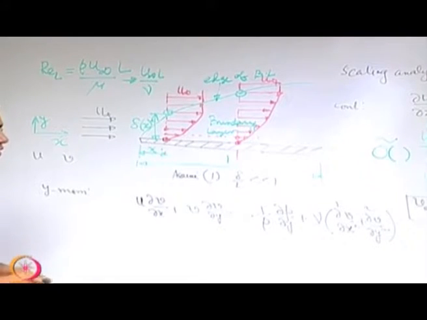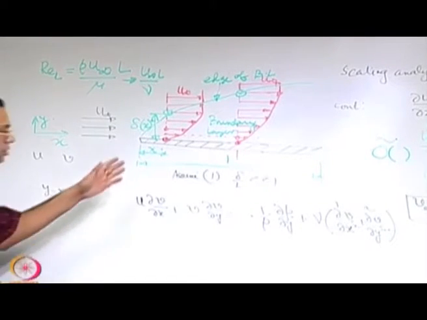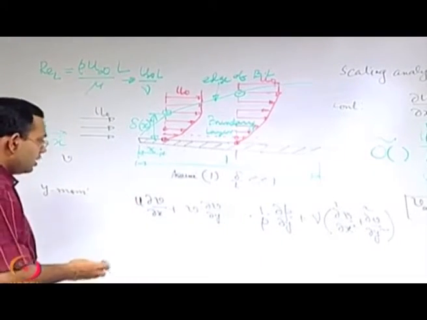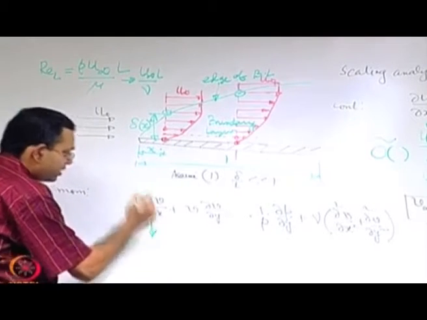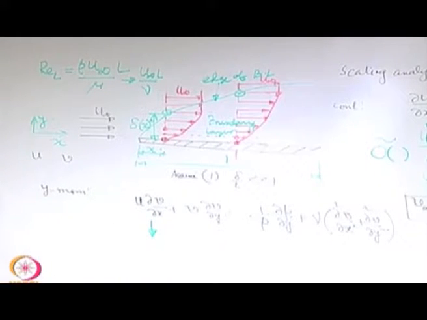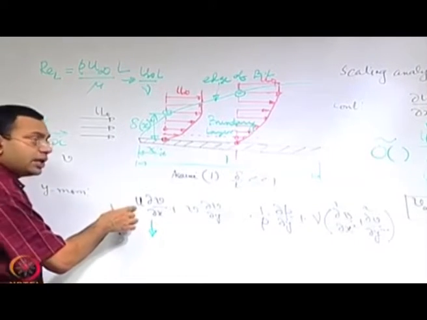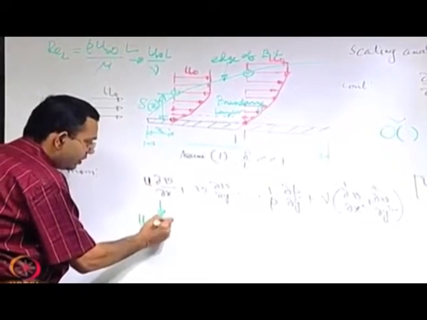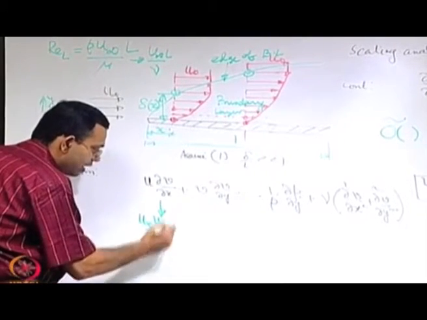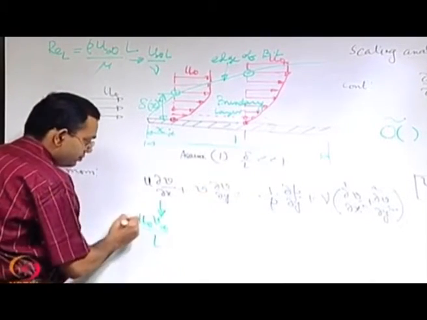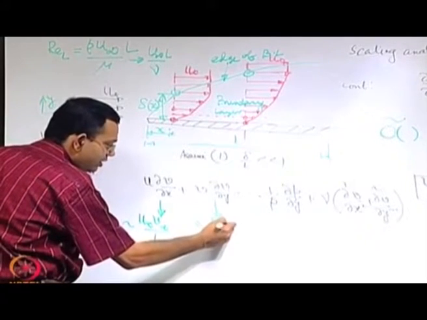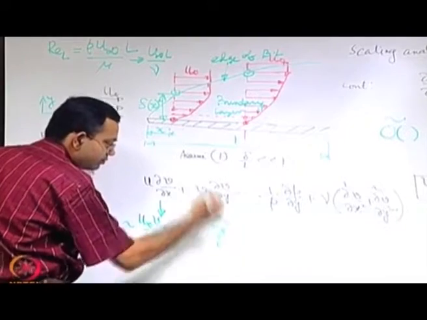Now our job is to estimate the order of magnitudes of various terms. Let us consider term by term, the first term. What is the order of magnitude of this? The order of magnitude of u is u infinity, v is v infinity by L, and this one is v infinity square by delta.